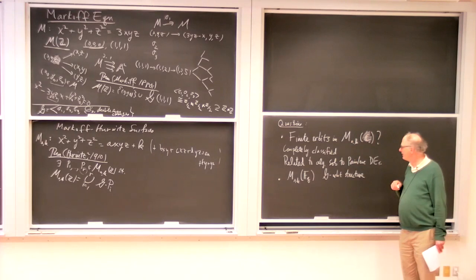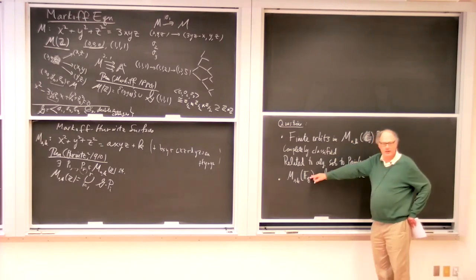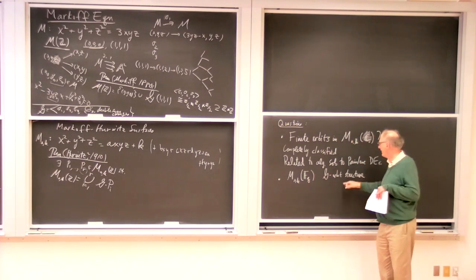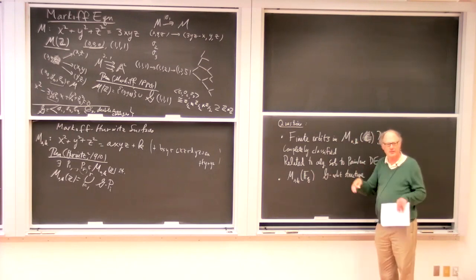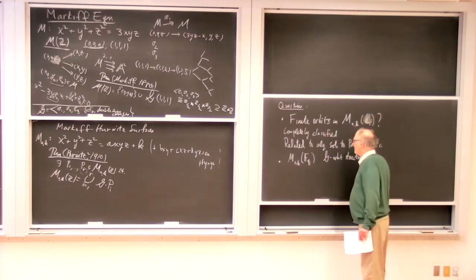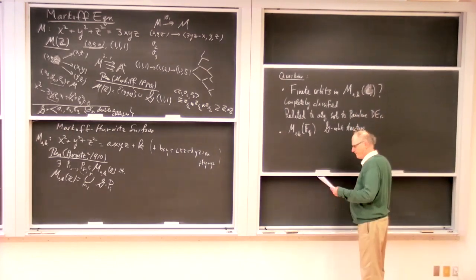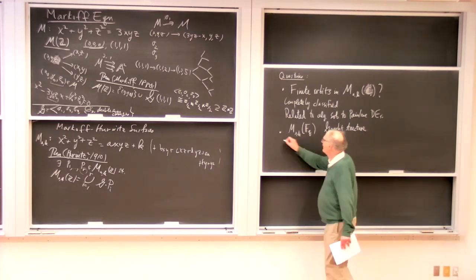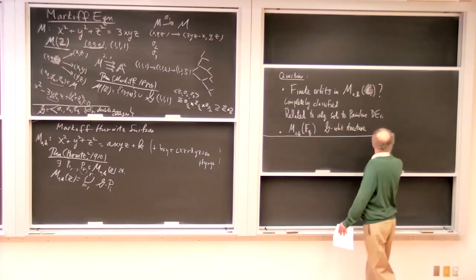For example, do you get a connected graph if you take the points and you connect two points if there's an automorphism connecting them? So this led to a few conjectures.